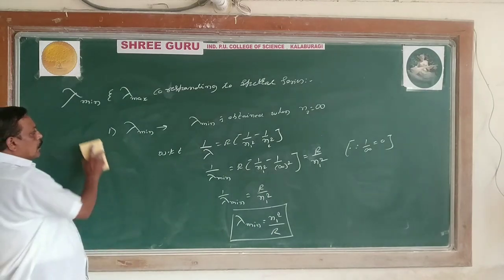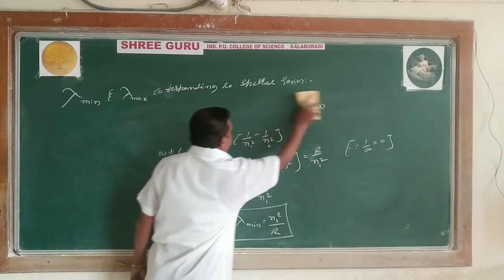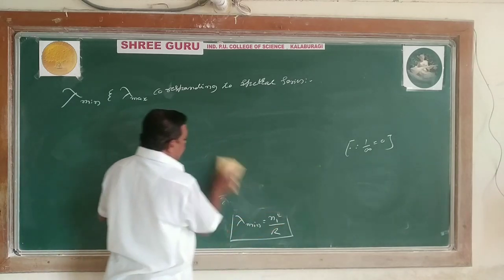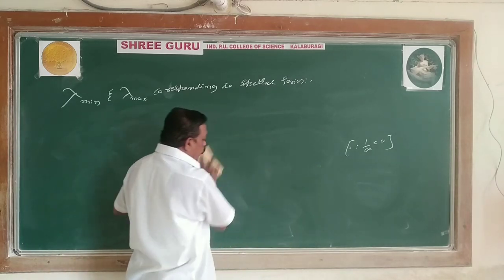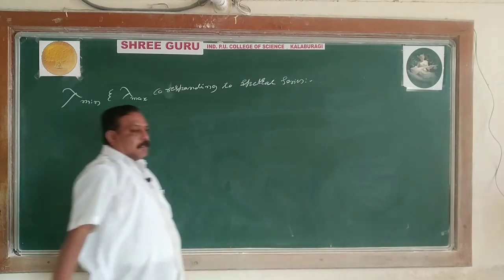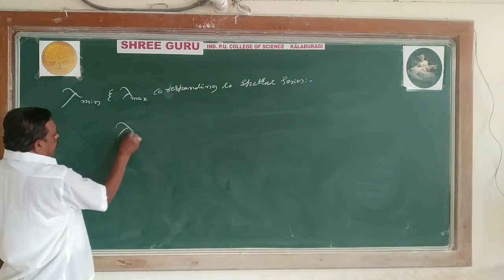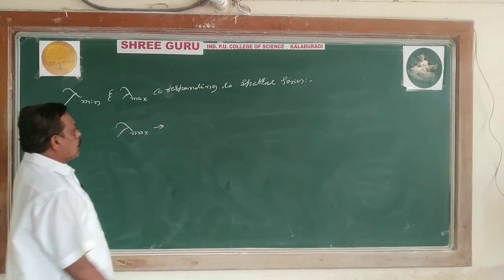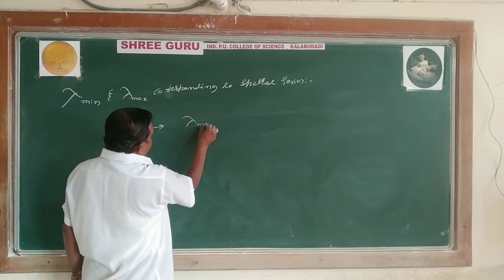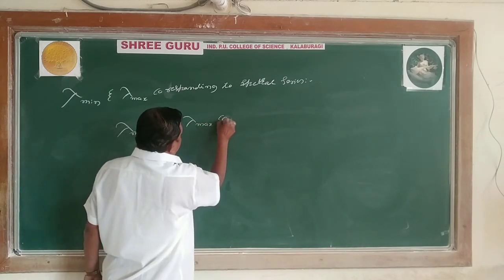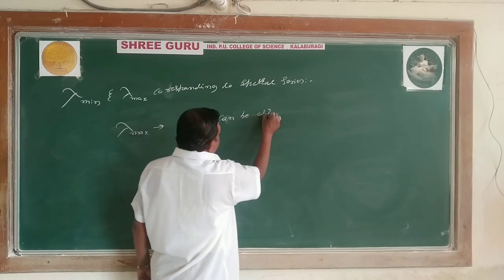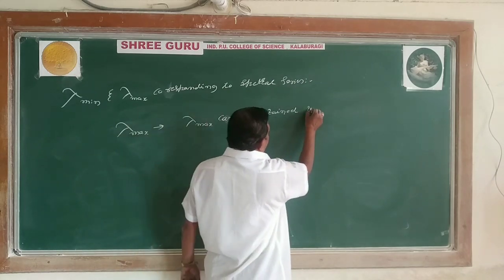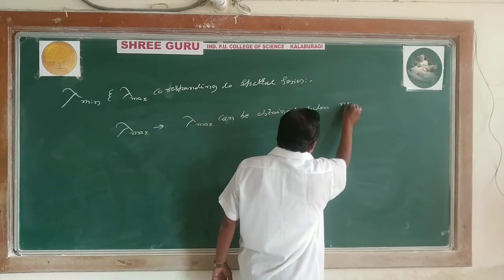Then I come across the second one, lambda maximum. The maximum wavelength in any series can be obtained. The maximum value of the wavelength of any spectral series can be obtained when N2 equals N1 plus 1.